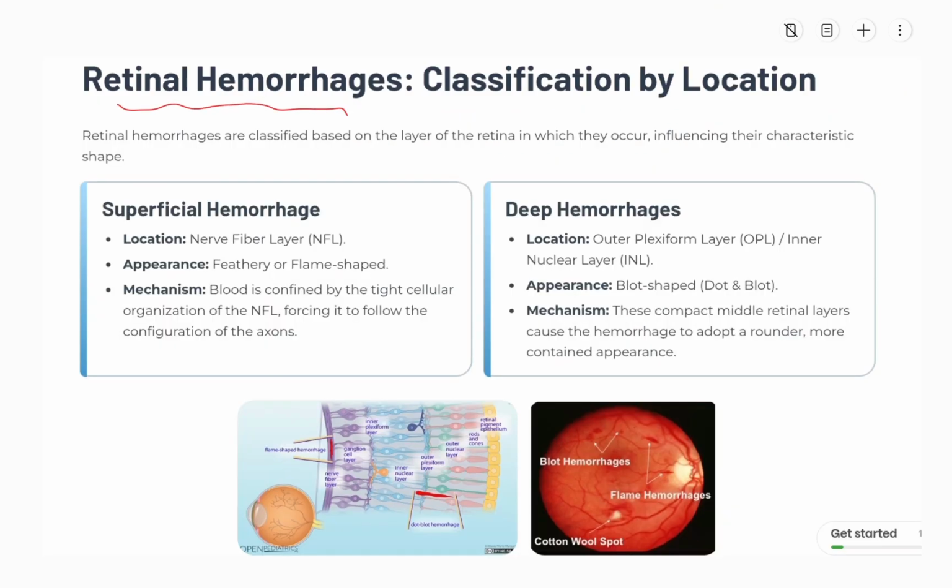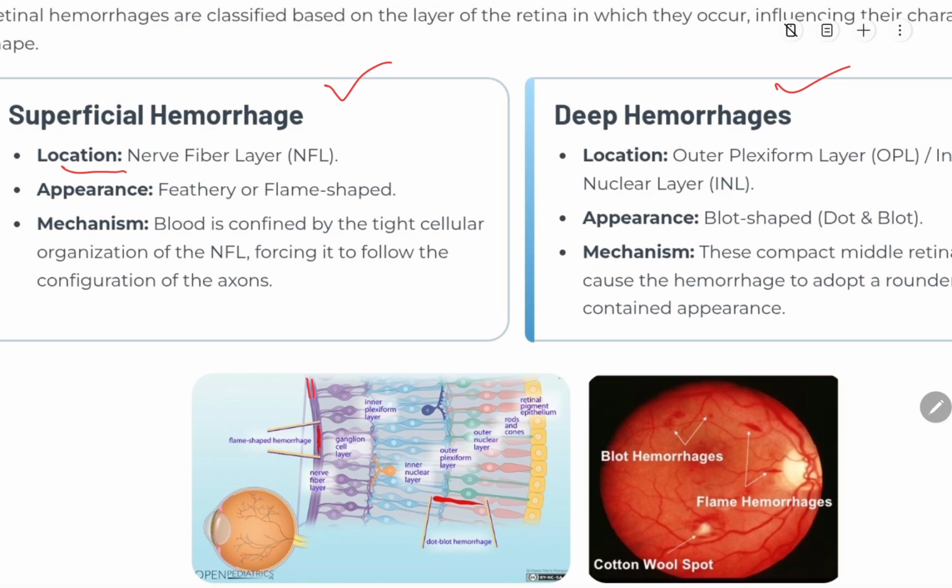They are classified into two. First one is superficial hemorrhages and the other is deep. In the case of superficial hemorrhage, they are present in the nerve fiber layer. You can see in this picture, these are the nerve fiber and this is the superficial hemorrhage. They are mainly arteriolar in nature, and their appearance is feathery or flame shaped. Because of this arrangement of nerve fiber, they are feathery in appearance, and blood is confined to little triangular organization.